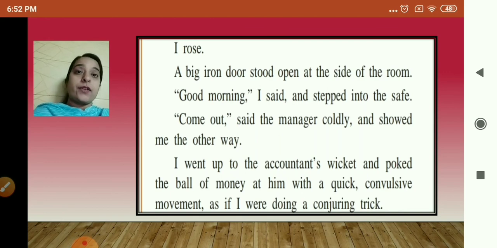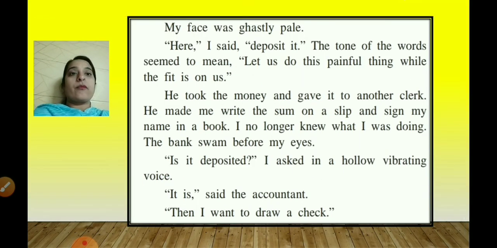How much was the money, children? $56. "My face was ghastly pale. 'Here,' I said, 'deposit it.' The tone of the words seemed too mean. Let us do this painful thing while the fit is on us." He took the money and gave it to another clerk. He made me write the sum on a slip and sign my name in a book. I no longer knew what I was doing. The bank swam before my eyes. "Is it deposited?" I asked in a hollow, vibrating voice. "It is," said the accountant. "Then I want to draw a check."